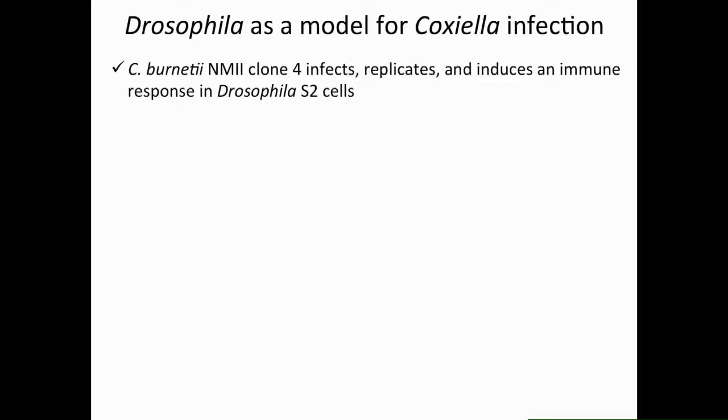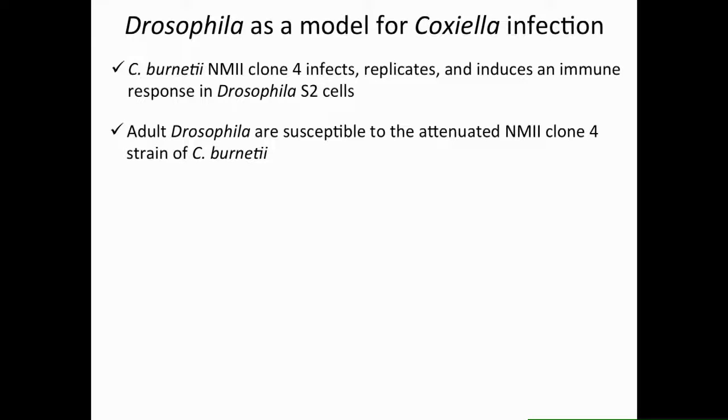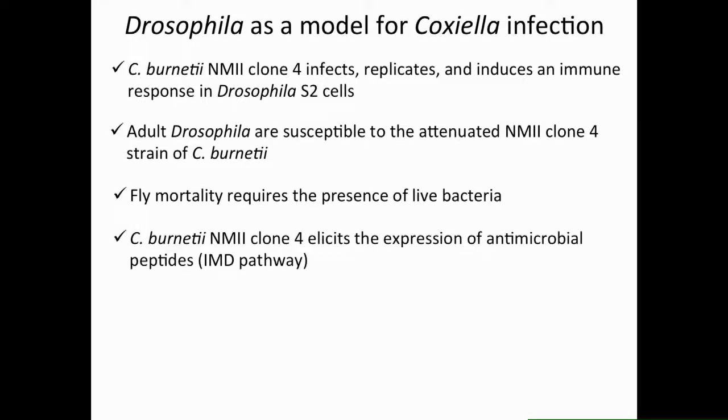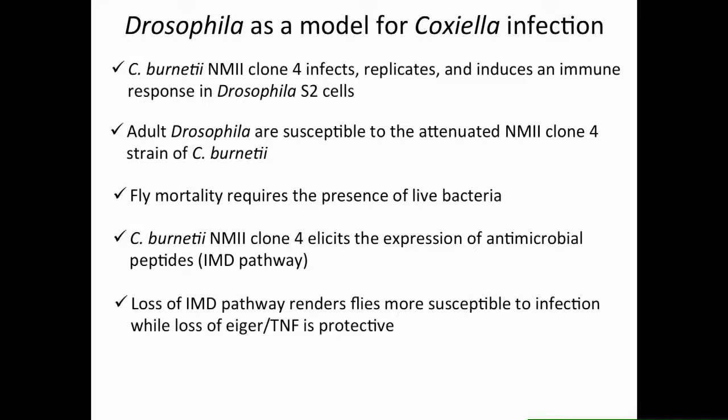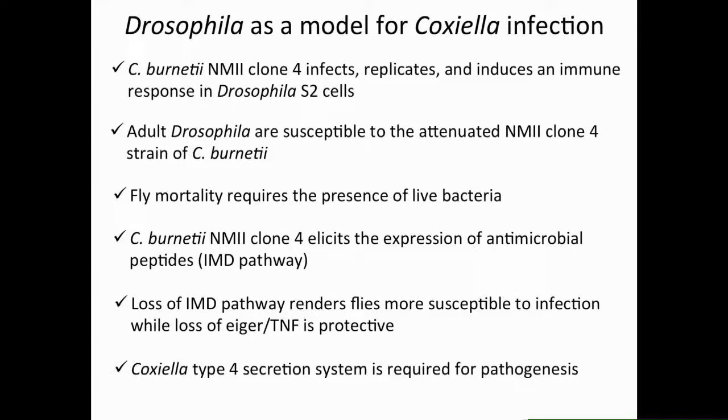So just to summarize, Coxiella clone 4 infects, replicates, and induces an immune response in S2 cells. The adult flies are susceptible to this attenuated strain. Fly mortality requires the presence of live bacteria, and it elicits an antimicrobial peptide response from the IMD pathway. The loss of the IMD pathway renders flies more susceptible, while the loss of Eiger is protective, and the type 4 secretion system is required for pathogenesis.